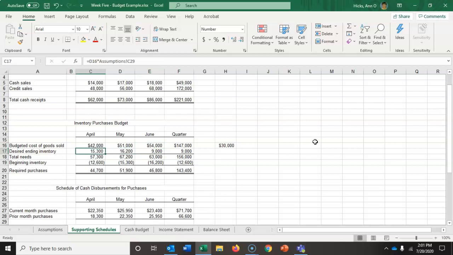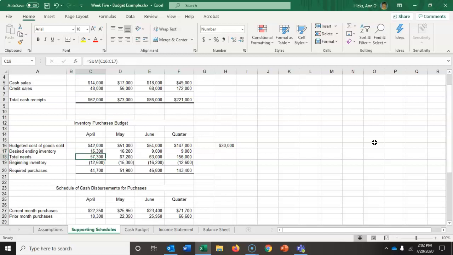But you'll remember from the assumptions that we also want to have some inventory on hand. In fact, what we want is 30% of the next month's sales. Now, notice this is inventory. We're looking at costs. So even though we're looking at 30% of the next month's sales, we want 30% of the cost of the next month's sales. So what we've done is I've taken the 51,000 in May, multiplied that by the 30% desired ending inventory, and in essence, we want to have $15,300 worth of goods still in inventory at the end of April.